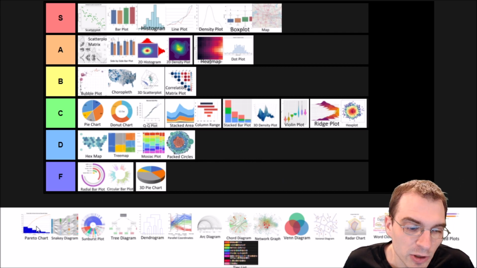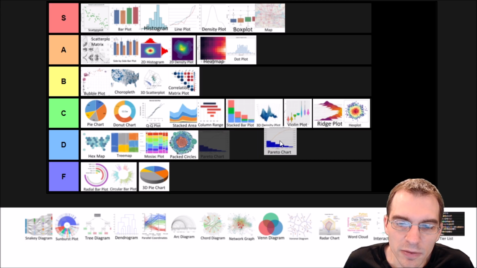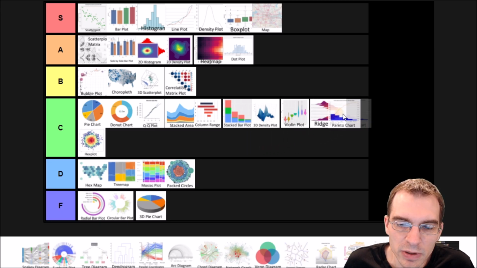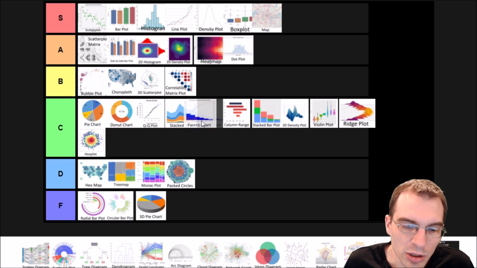All right, next we have the Pareto chart. It's kind of a combination between a bar plot and a line plot that is rank ordered by the counts of the different categories. This can be useful when it's called for. It's just not a plot that's going to be seen all that often. So just by virtue of it not being used super often, I'm going to put it in the C tier, maybe around where the column range chart is.